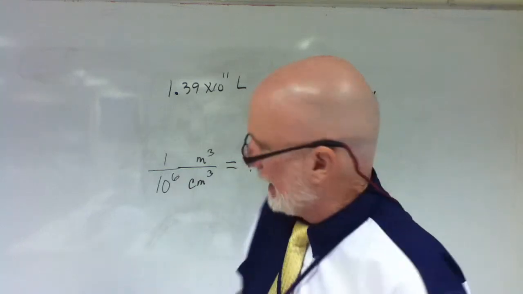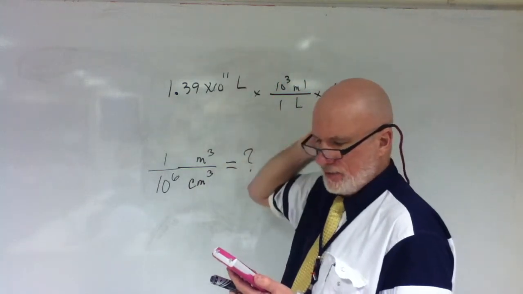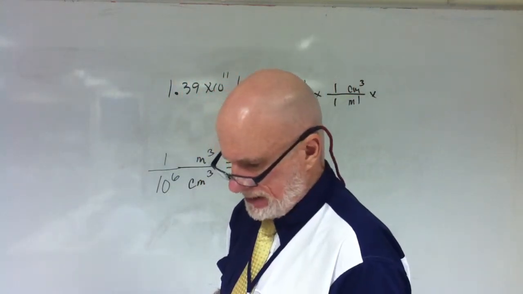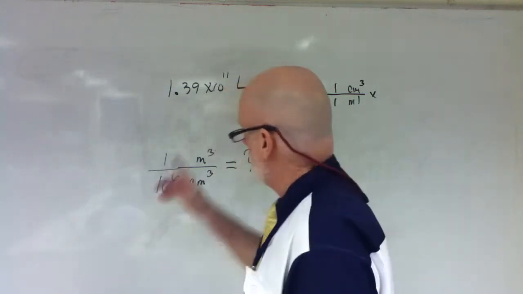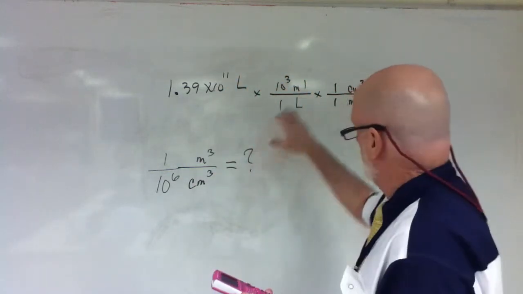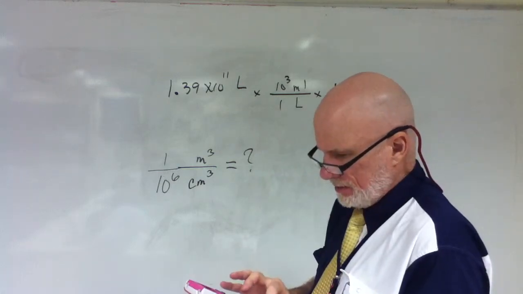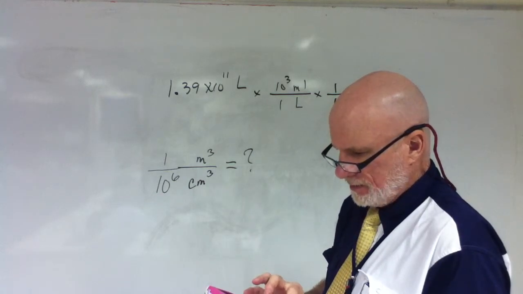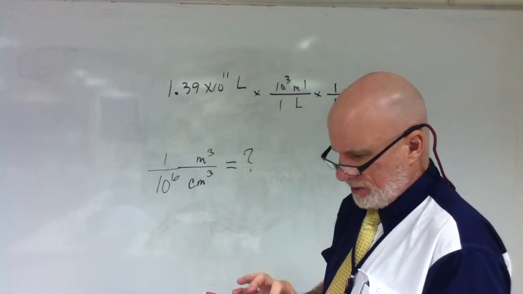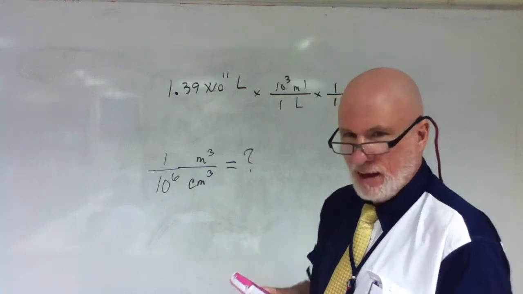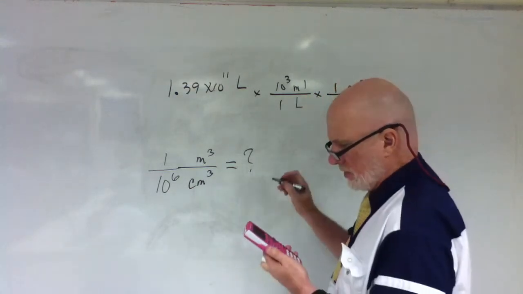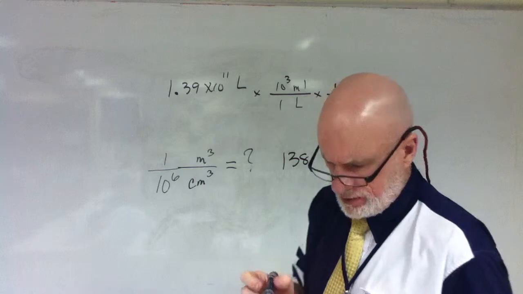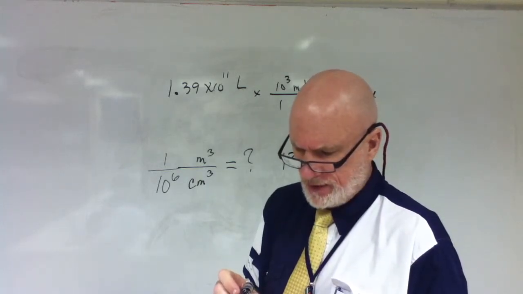Okay, I get 1.3839, close enough, times 10 to the 11th. Okay, that was correct then. So 1.38 EE 11 times 1,000 divided by 1,000,000 equals a lot. 138. I don't know if there's a comma there or not. Let's see how many zeros are here: 1, 2, 3, 4, 5, 6 zeros.